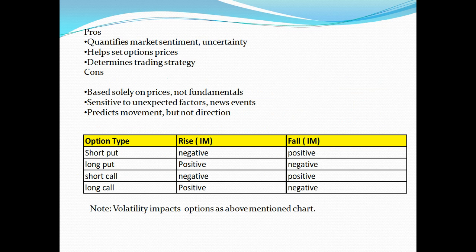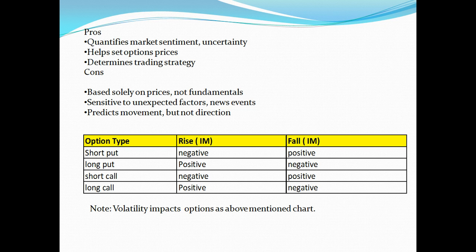So, pros: quantifies market sentiment and uncertainty, helps set option prices, determines trading strategy. Cons: based solely on the prices, not on the fundamentals; sensitive to unexpected factors and news events; predicts movement but not the direction. So volatility impacts options as in the above mentioned chart.